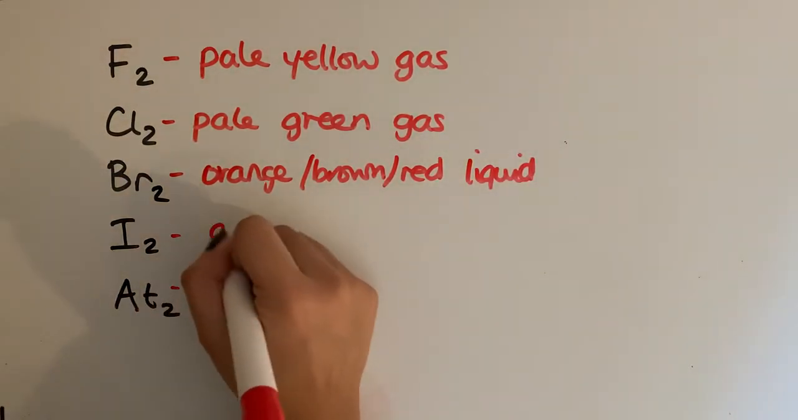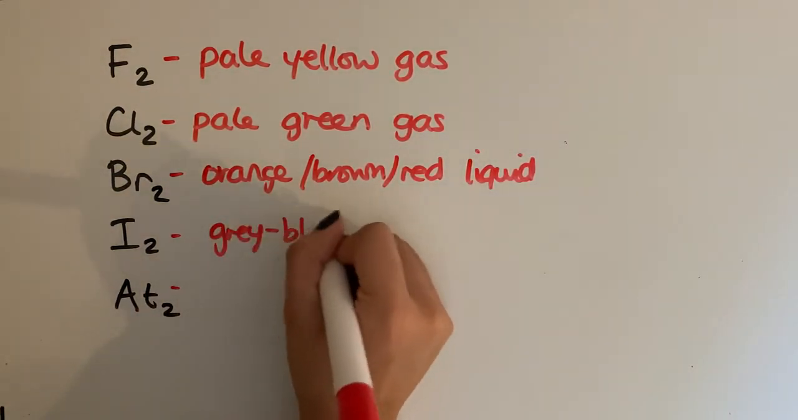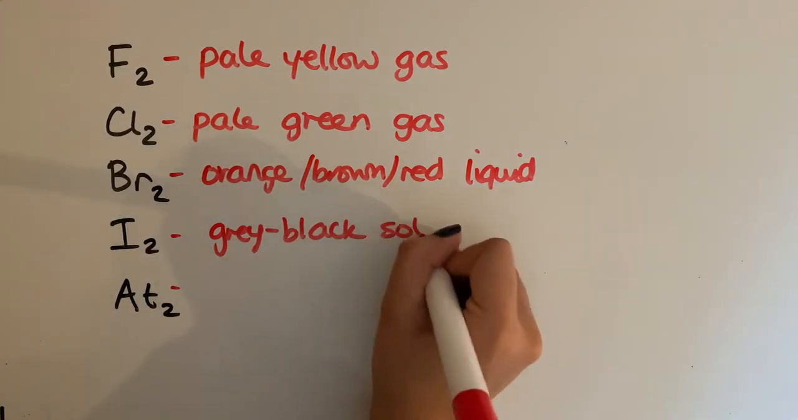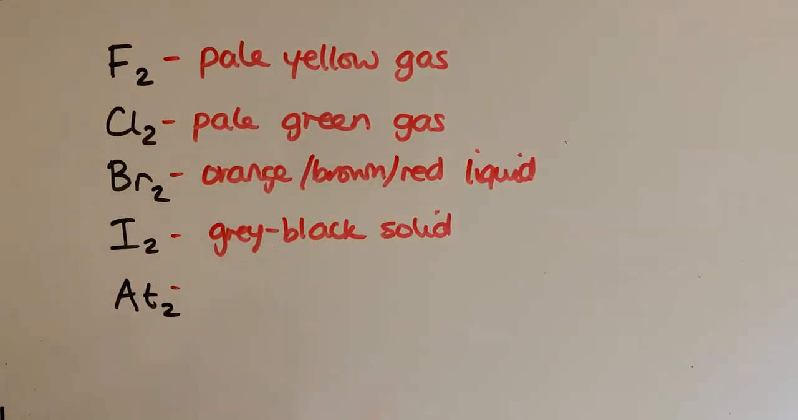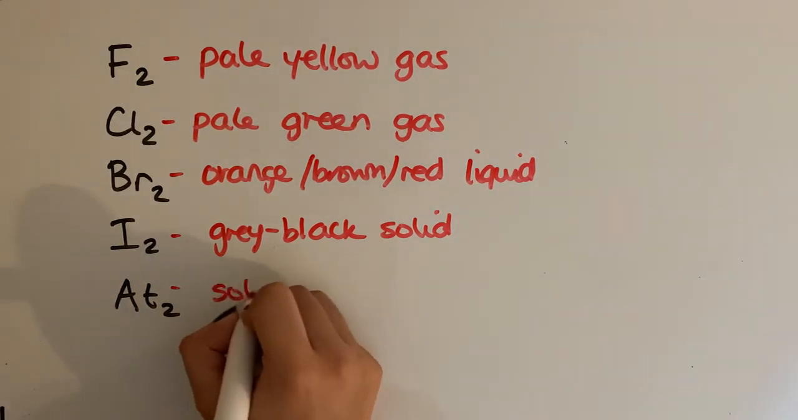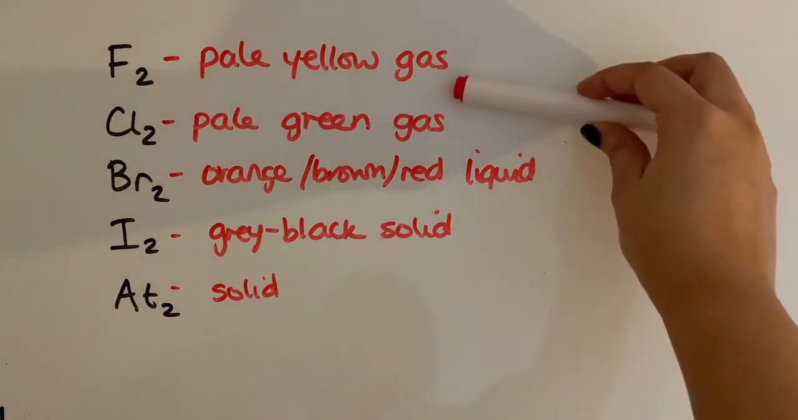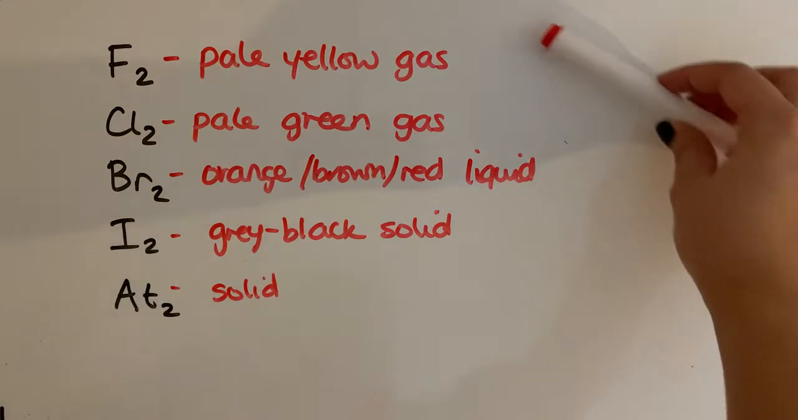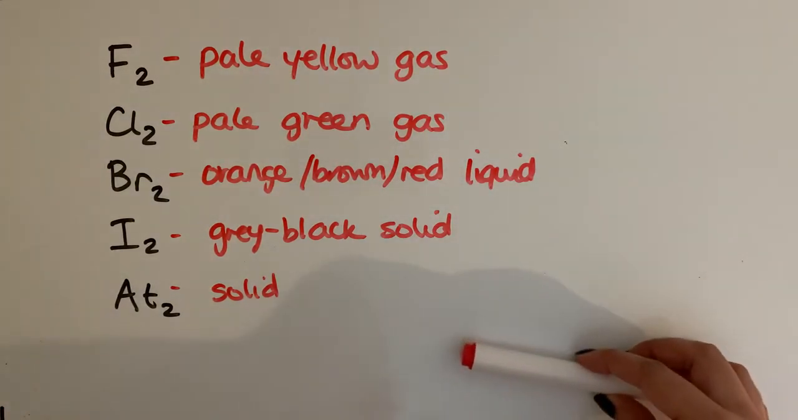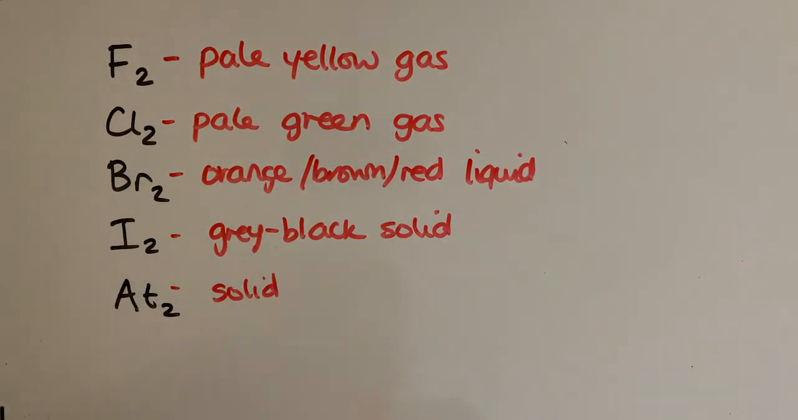You can use any of these colours to describe bromine, but it's a liquid. Iodine is found as a grey, black solid. Now, astatine has never been observed because it's very radioactive, but we can assume that it's a solid based on the trend as we go down the group. So we now need to explain why it is gas at the top, then liquid, and then solid. Clearly you can see that the boiling points increase as you go down the group, and so do the melting points as well. We need to explain why.